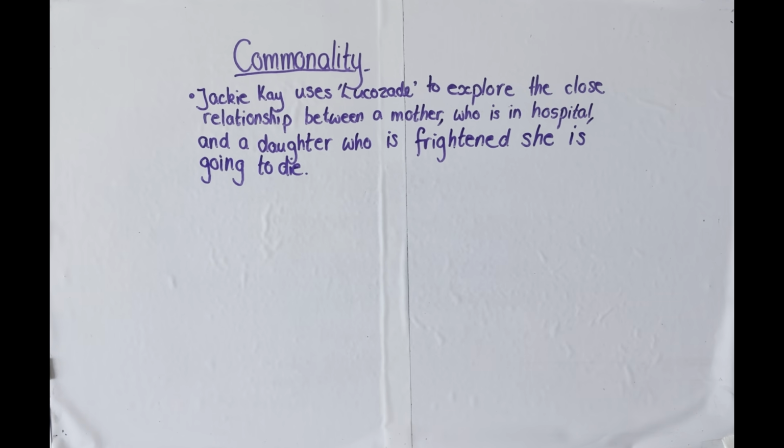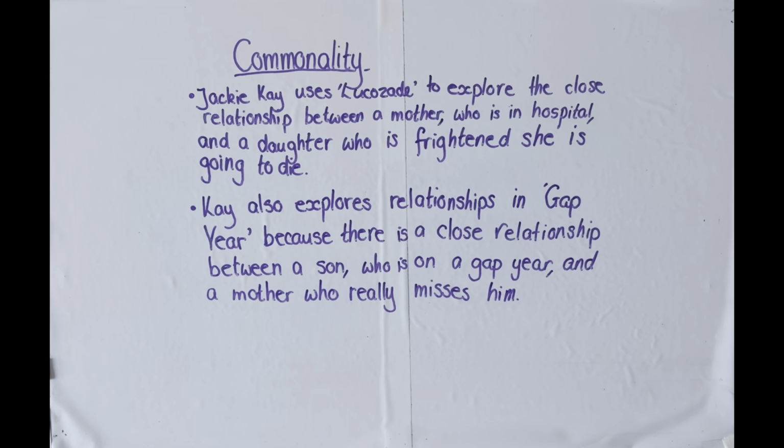Your second bullet point has to be about any of the other Jackie Kay poems you've studied. Relationships are a feature of all of those poems, but because I know people quite like it, we're going to use Gap Year. So our second bullet point is, Kay also explores relationships in Gap Year because there is a close relationship between a son who's on a gap year and his mother who really misses him. It's as simple as that. There are so many things you can comment on for this, but you just need to link the theme of the question to the poem in the paper and to one of the other poems.